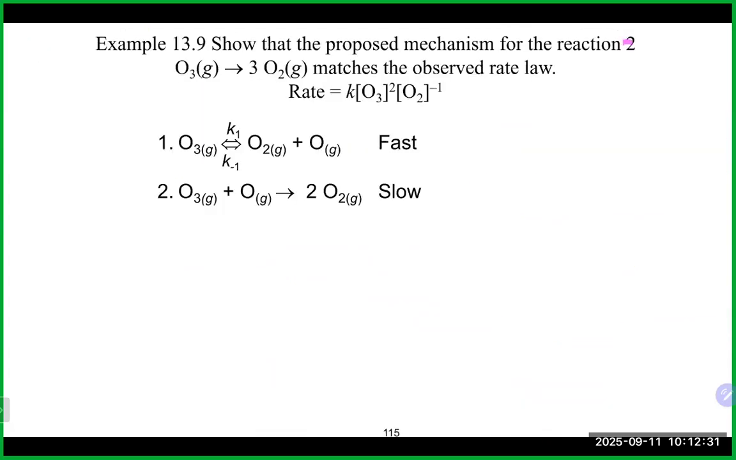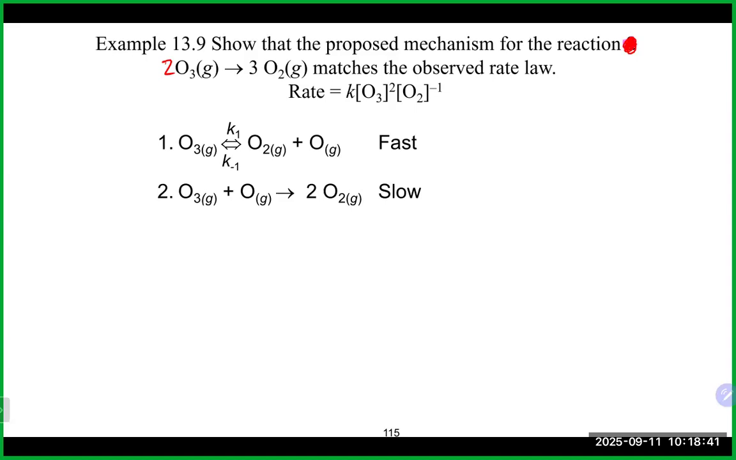All right. Well, why don't you try one since I tried one? Why don't you try this one? The reaction mechanism, I think the 2 goes down here. For this one, 2O3 goes to 3O2. The rate law is observed to be k, O3 squared, and O2 to the -1. Based on this mechanism, is this a good or bad mechanism? So again, work through it and see what you come up with.